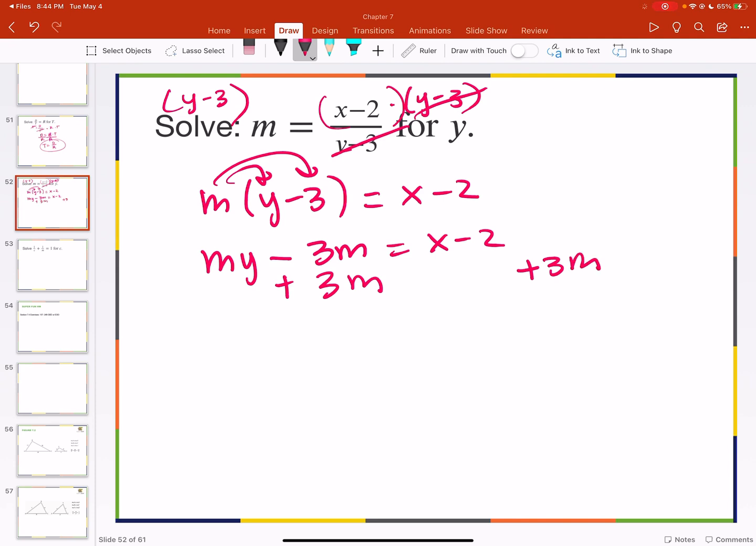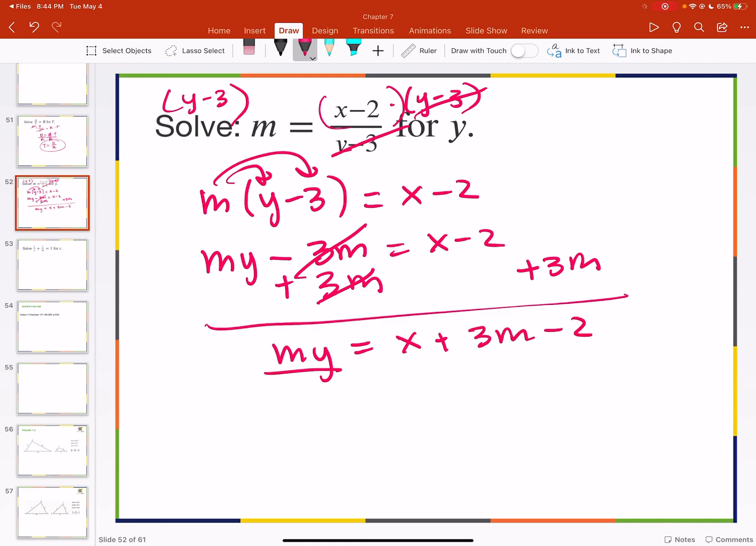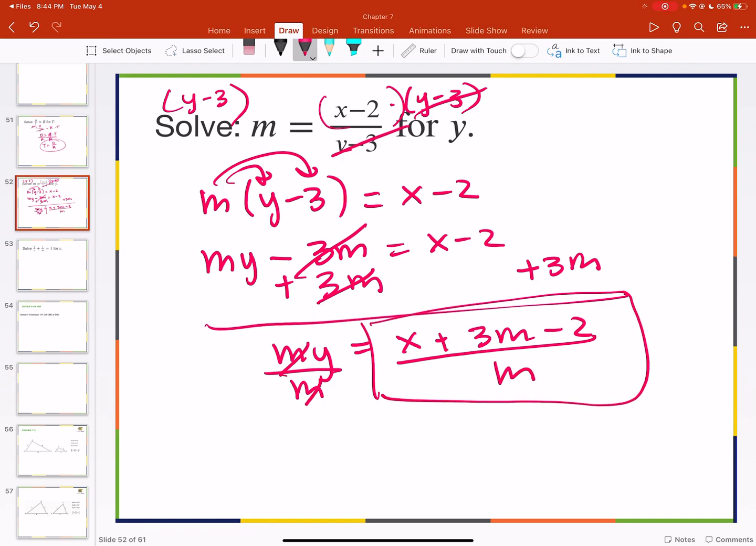So these types of problems, you can see it's just like we would normally do, except that instead of certain numbers, there's variables. So we have x plus 3m minus 2, then divide everything by the coefficient of y, which is m. So then y is equal to this.